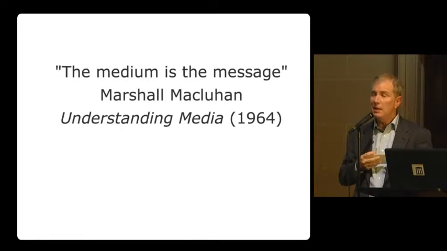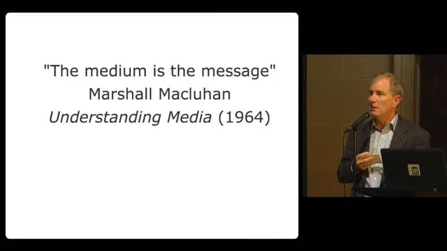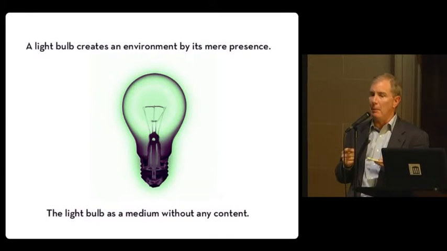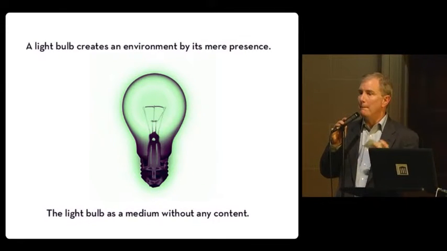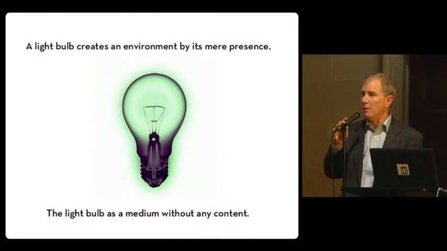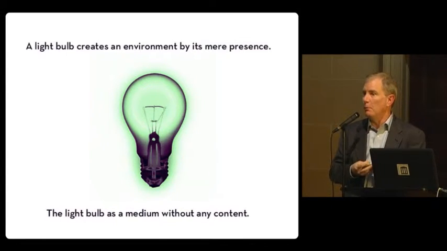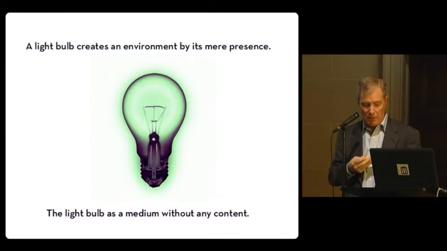And in fact, he clearly understood that content and context were separate. In his book, he talks about how a light bulb has medium but no content. It's his canonical example of medium without content. So he understood the concept that content could be, and often was, separable in some respects from medium.